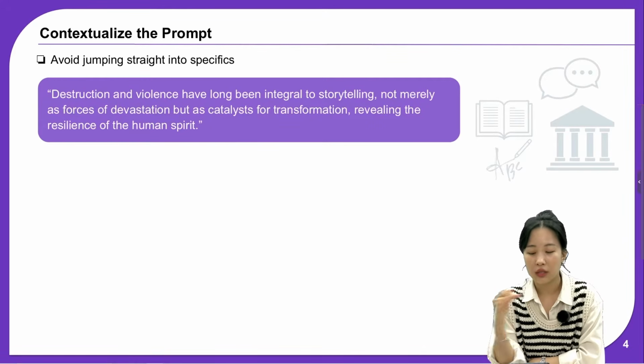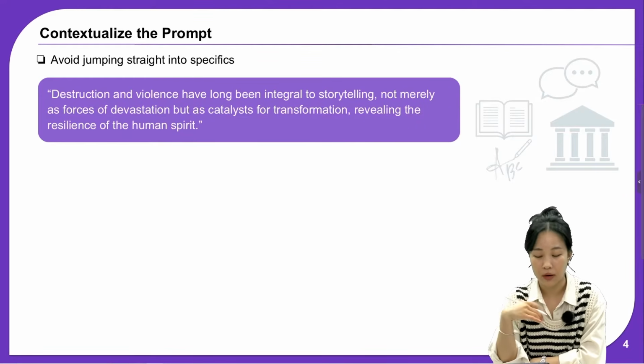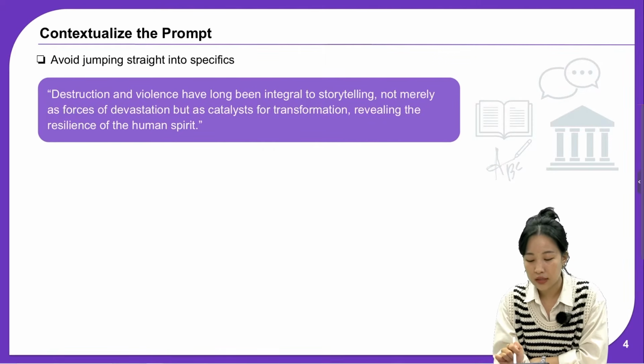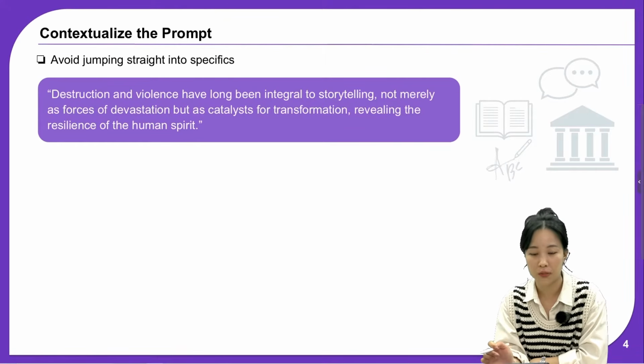So here in the contextualization of the prompt, you don't want to talk about the specifics, so there's no need for you to go into the specifics of the two texts. Instead, if it's a prompt that we just talked about, you could have your hook sentence be something like this, where it says, destruction and violence have long been integral to storytelling, not merely as forces of devastation, but actually as catalysts for transformation, revealing the resilience of the human spirit.